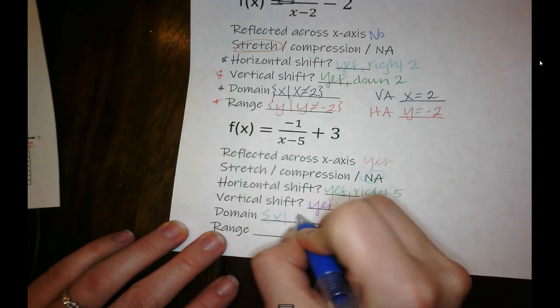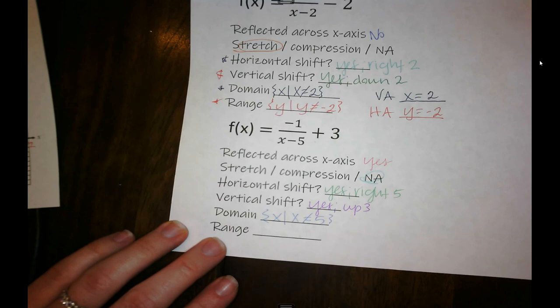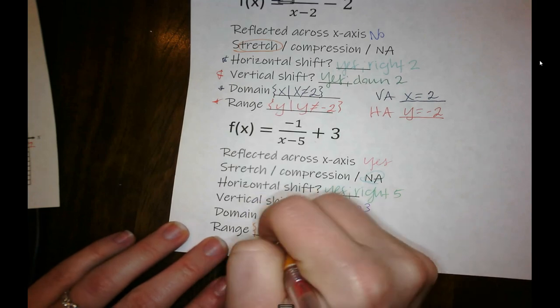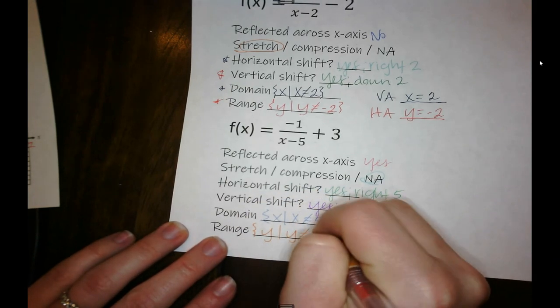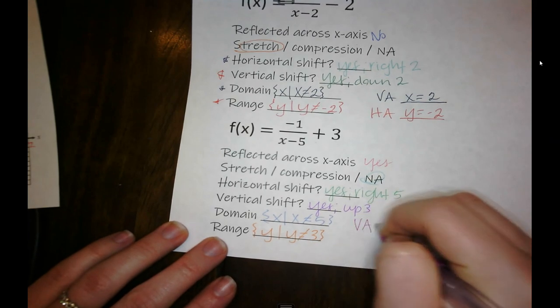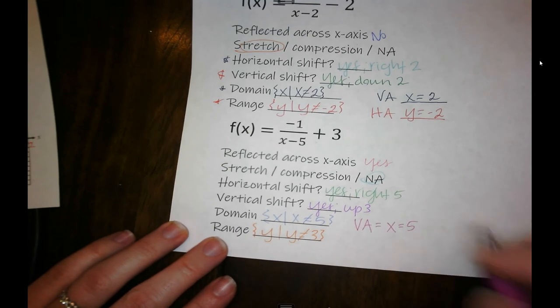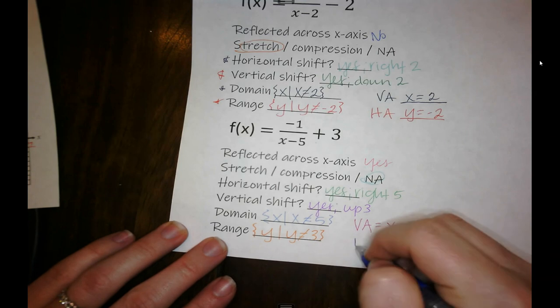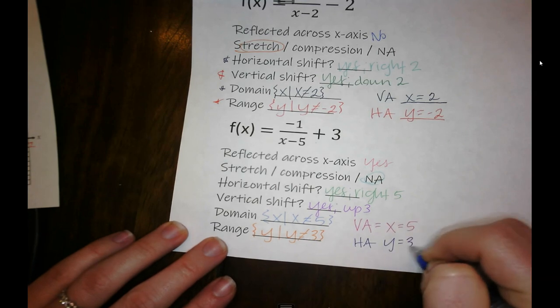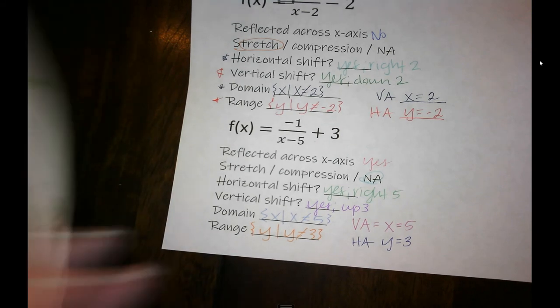So x is not going to equal 5. We went up 3, so y is not going to equal 3. Our vertical asymptote is x equals 5. And our horizontal asymptote is y equals 3. All right, let me know if you have any questions on the graph attributes of our reciprocal functions.